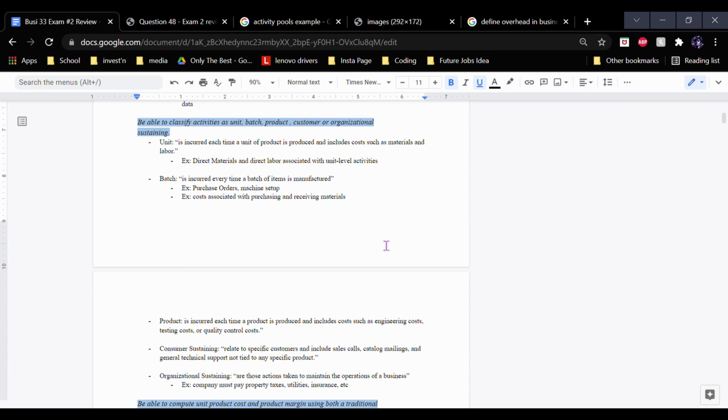Batch, just like food, is incurred every time a batch of items is manufactured. For example, purchase orders, machine setup. This can also include costs associated with purchasing and receiving materials.